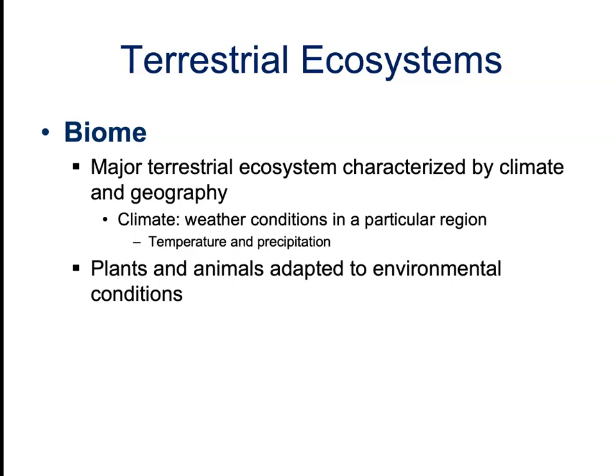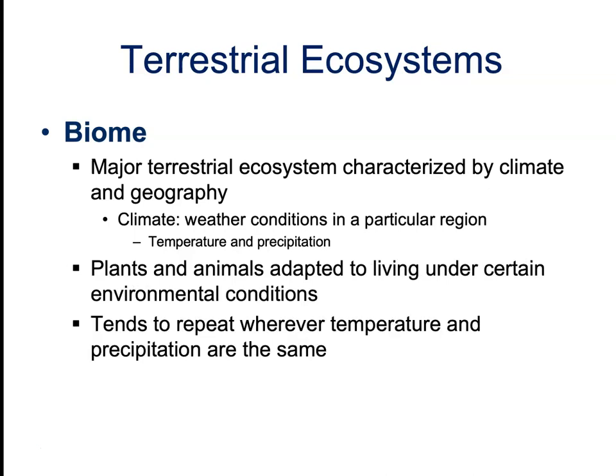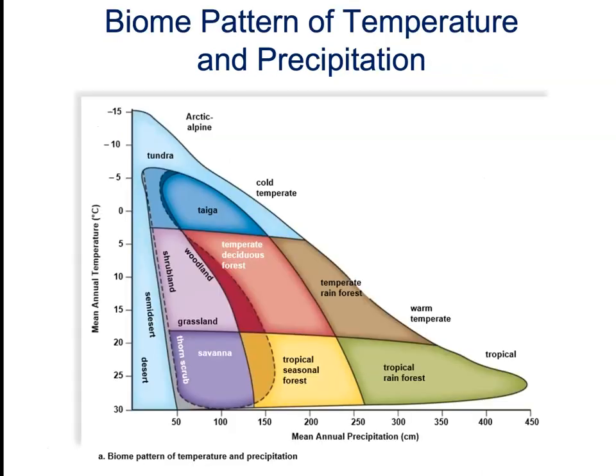For example, you don't tend to find palm trees in northern icy climates. You find coniferous trees that have adapted to live in the frozen regions of the world where there's very little sunlight. And we'll see that types of biome tend to repeat in any region where the temperature and the precipitation are the same. So here's a diagram that shows the various biomes based on temperature and precipitation.